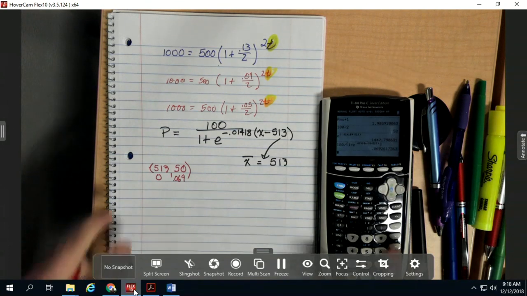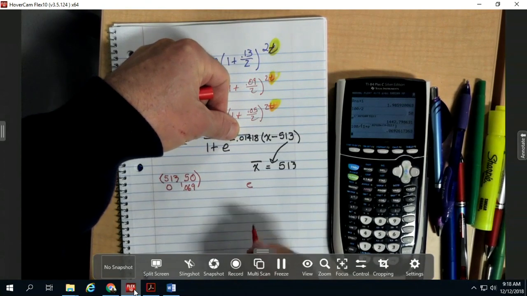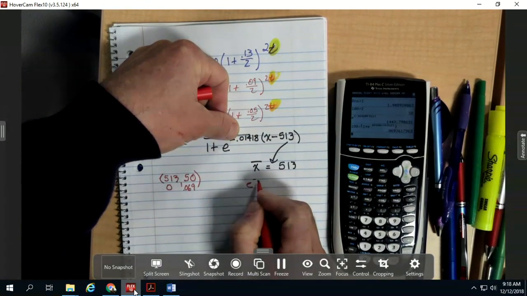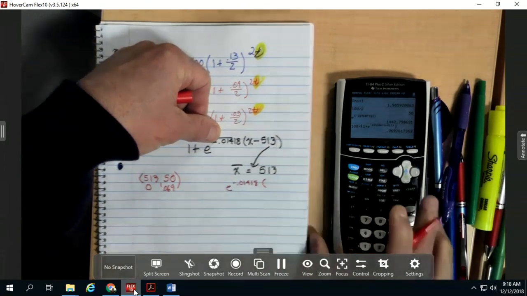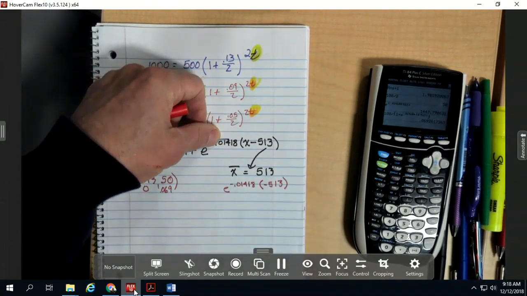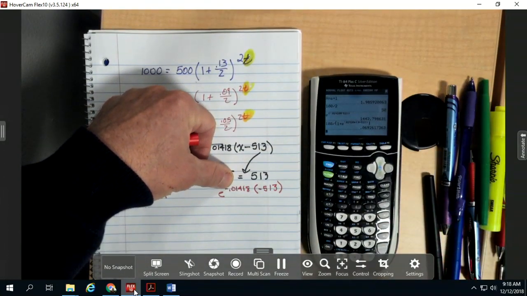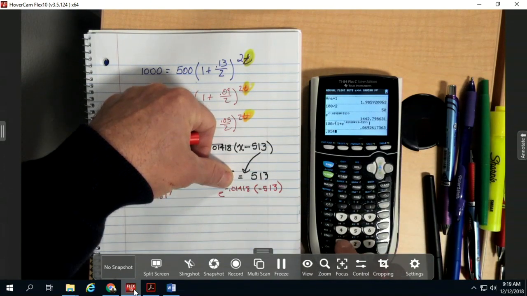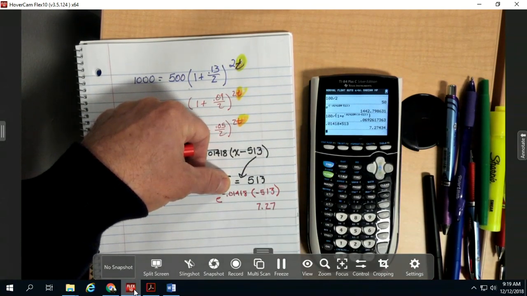Would you agree? This part here would be e to the negative 0.01418 times negative 513, correct? So if on our calculator we pressed 0.01418 times 513, we get 7.27.